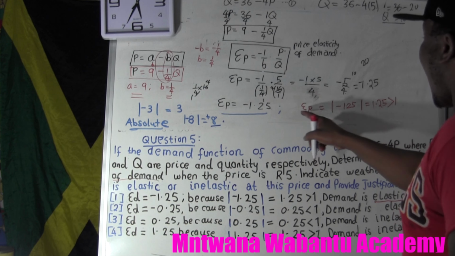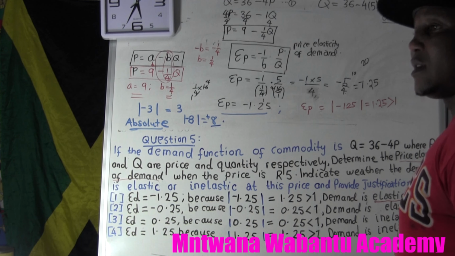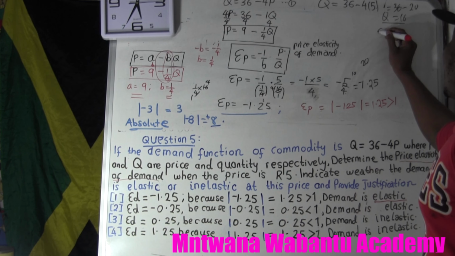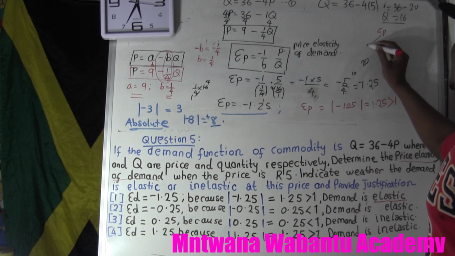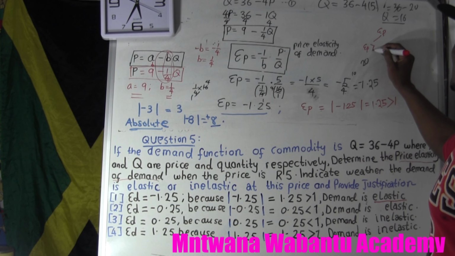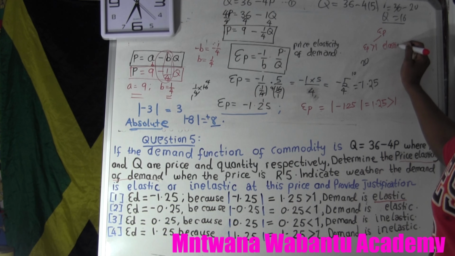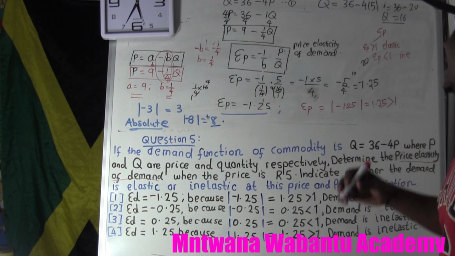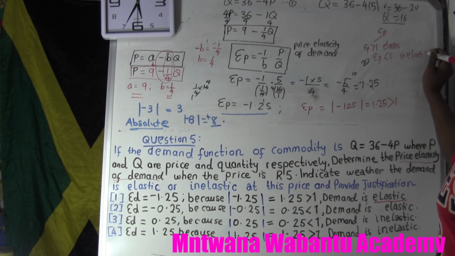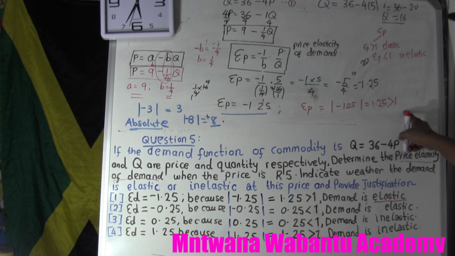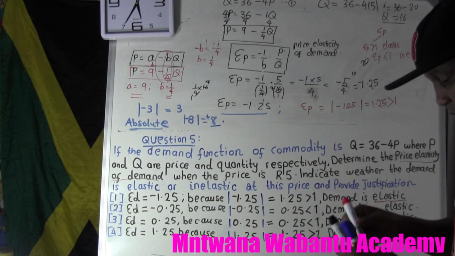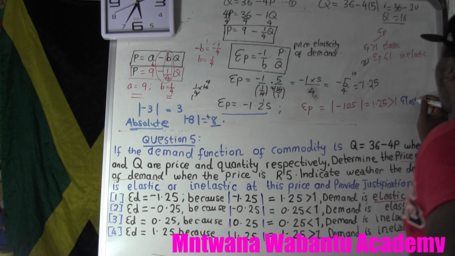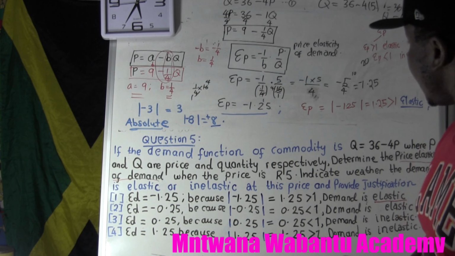So we see now our elasticity. Elasticity can be either elastic or inelastic. If this elasticity is greater than 1, then you say elastic. But if it is less than 1, then you say it's inelastic, meaning it's not elastic. So in our case, we see it is greater than 1, so you're going to say it's elastic. You see what I'm saying?